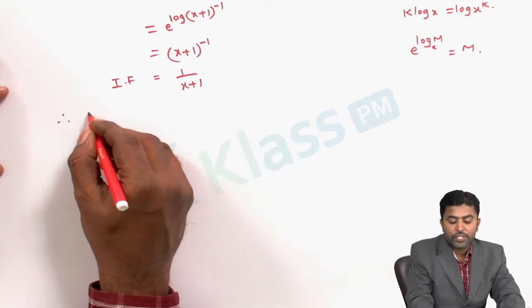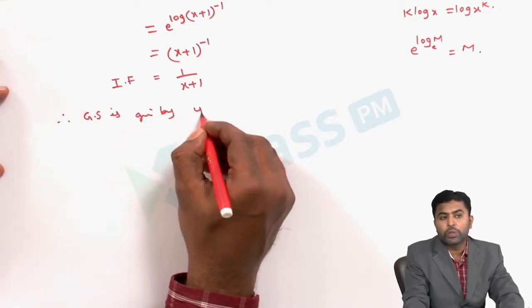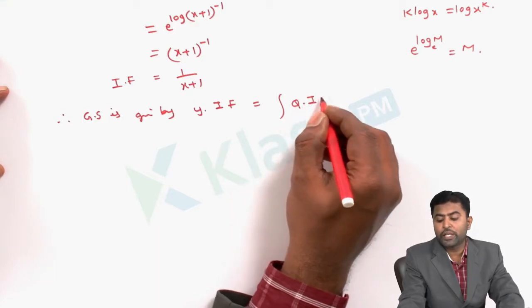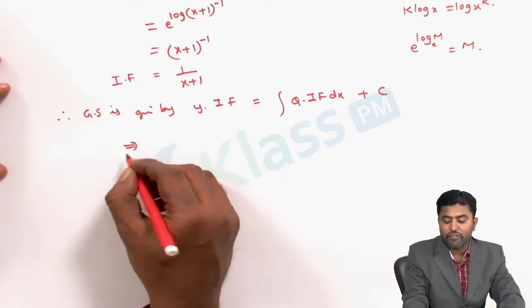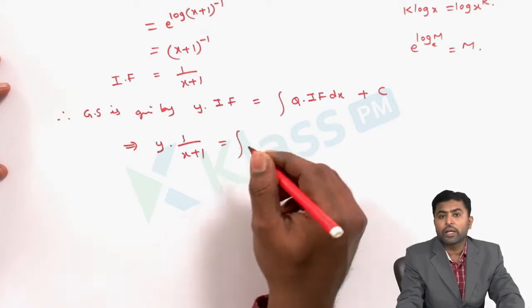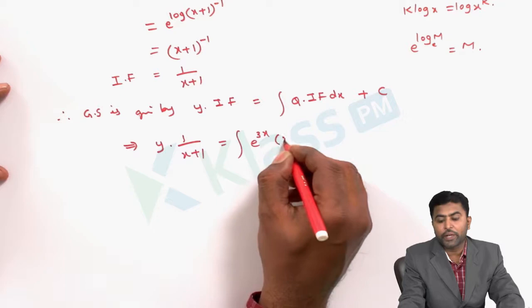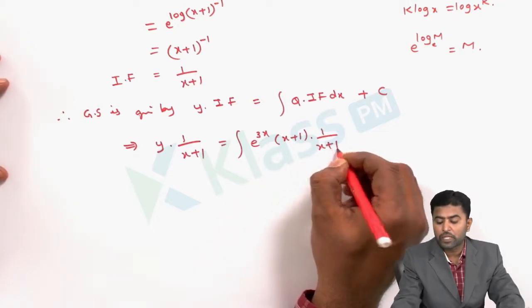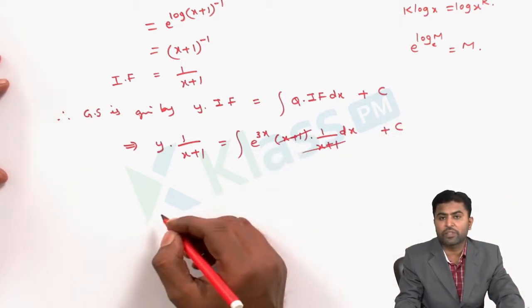Therefore, the general solution is given by y into integrating factor equal to integration of q into integrating factor dx plus c. So y into 1 by x plus 1 is equal to integration of q, which is e power 3x into x plus 1, and integrating factor, which we got as 1 by x plus 1, into dx plus c. So this x plus 1 and this x plus 1 will get cancelled.